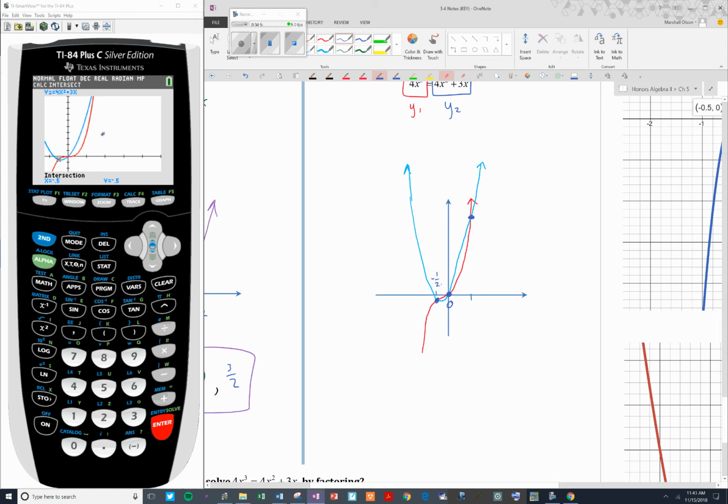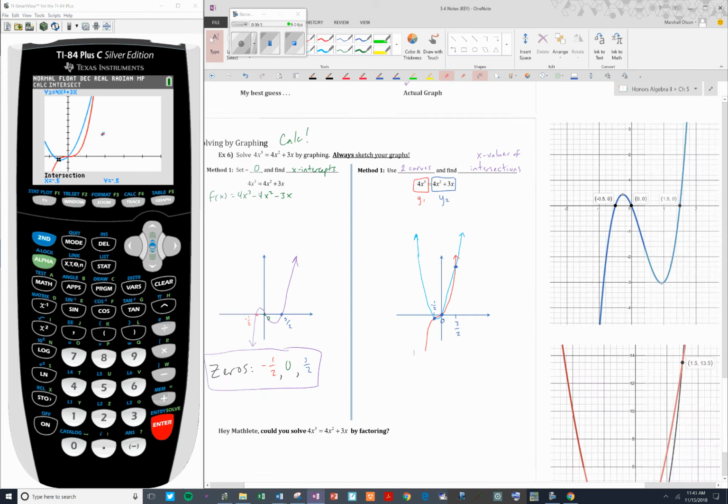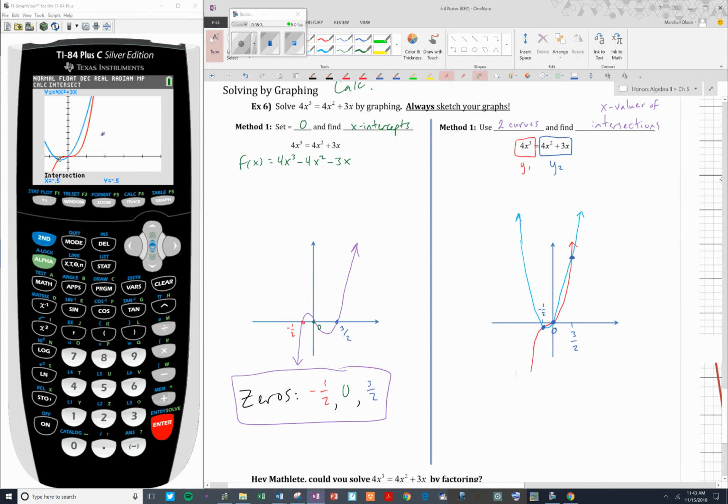And then I could change around my window and go through that same process, and I would find out that this one is 3 halves because we just found it on our last problem. So our zeros are, again, those same 3 zeros, -1/2, 0, and 3 halves. So there's 2 different methods that you could use by graphing. You can do either one, intersections or intercepts.